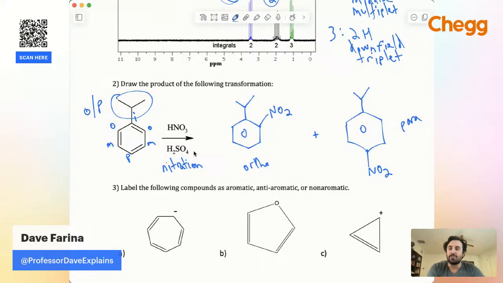So the first part was recognizing that these are the conditions for nitration. The second part was recognizing that this is an ortho-para director because it's an alkyl group. And then the third part was drawing the correct product. That would be it. Okay.